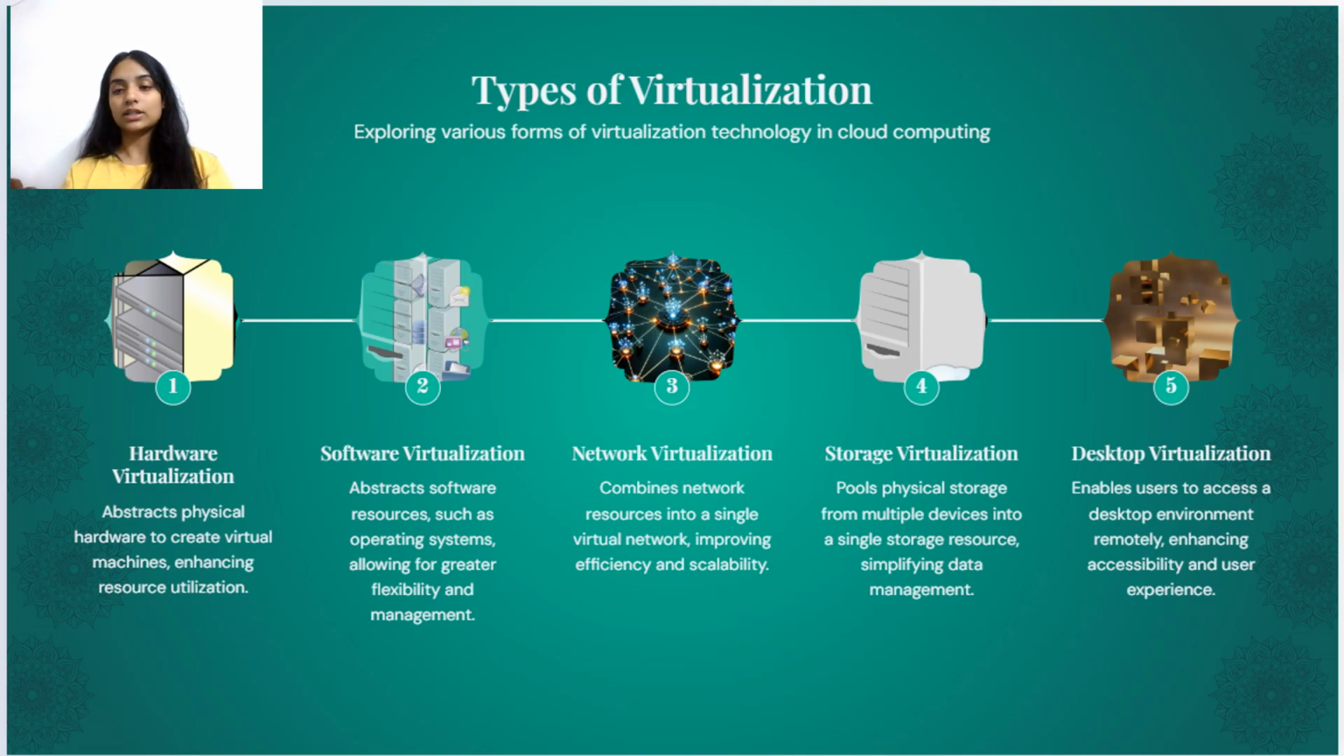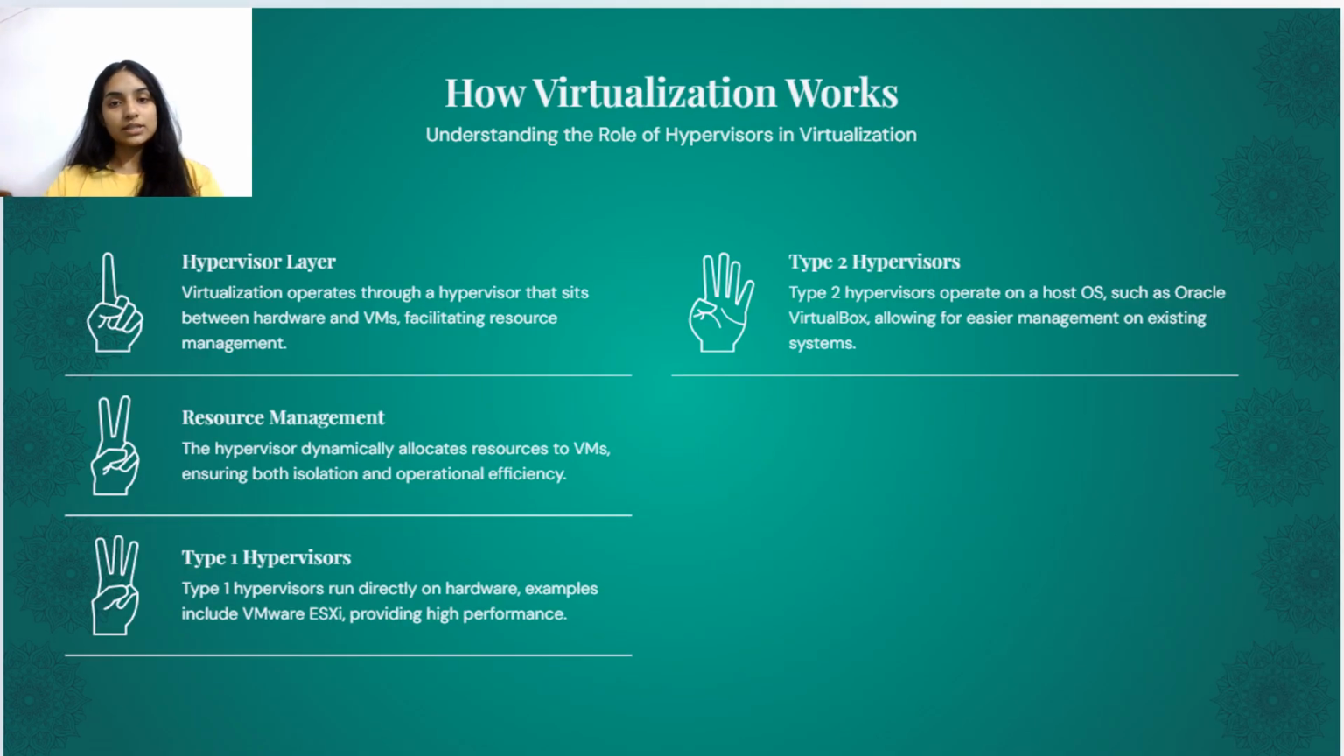And our fifth and last one is desktop virtualization, which enables users to access a desktop environment remotely, enhancing accessibility and user experience. Moving to our next slide, which is how virtualization works. Understanding the role of hypervisors in virtualization. Hypervisor layer: virtualization operates through a hypervisor that sits between hardware and virtual machines, facilitating resource management. Second one is resource management. The hypervisor dynamically allocates resources to virtual machines, ensuring both isolation and operational efficiency.